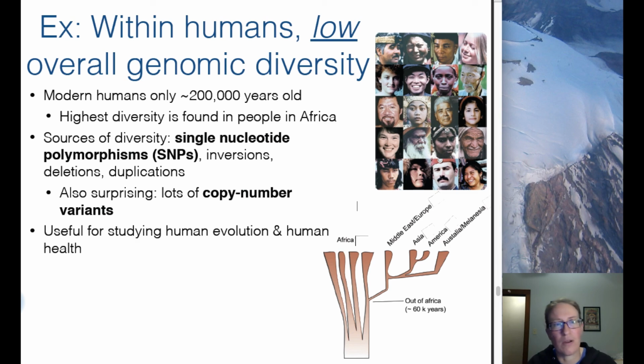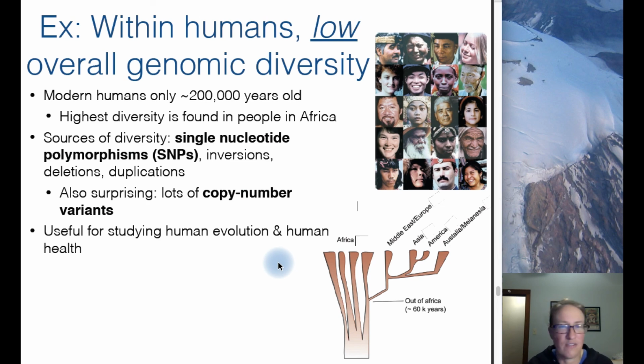And putting this in a bit more context, modern humans are only around 200,000 years old. Might seem like a long time, but generation-wise, it's not all that long ago. We've also determined that the highest genomic diversity in humans is found in people in Africa. So, again, the genomic diversity is not evenly distributed across human populations, but we can actually identify multiple human subpopulations in Africa that have high genetic diversity. The biggest sources of that diversity in people come in the form of what are called single nucleotide polymorphisms, also known as SNPs for short. So this is point mutations, just a single nucleotide change between people.